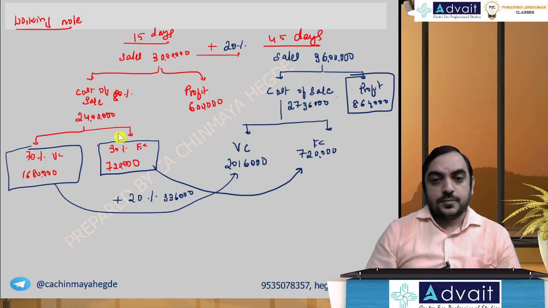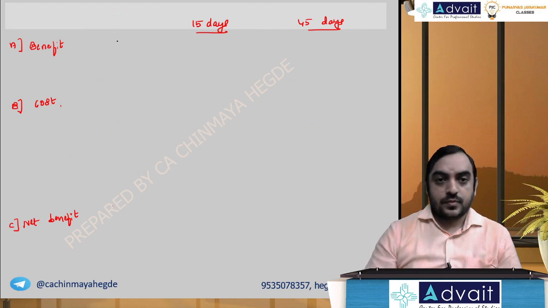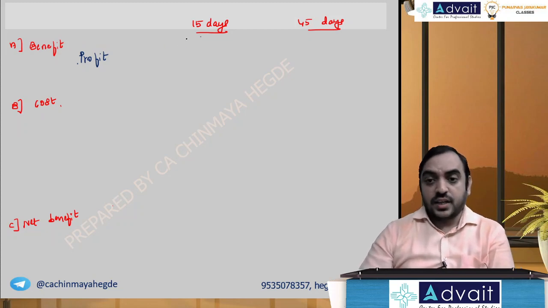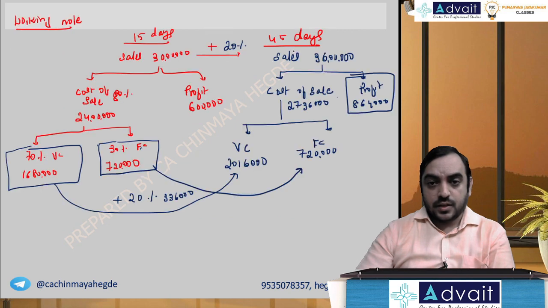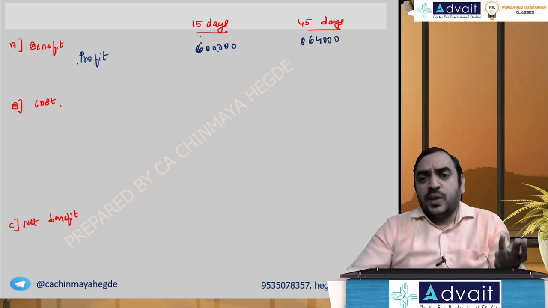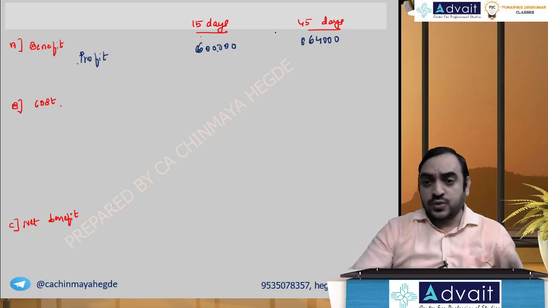Okay. So what is going to be our benefit or profit if I calculate? The profit in the 15 days alternative is 6 lakh. In the 45 days alternative, I get 8 lakh 64,000. You can also write one more column, incremental profit: the difference, 2 lakh 64,000.